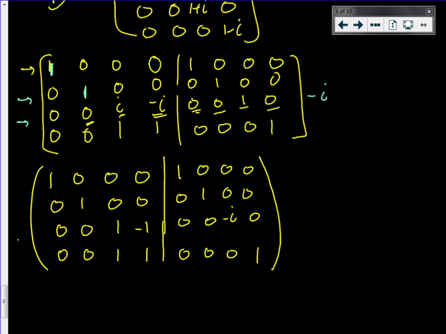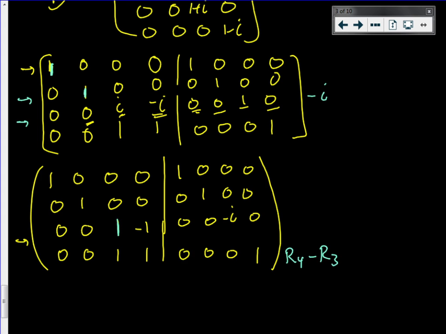So, third row, we got our 1 here. But what's below it is not 0. So what I'm going to do is row 4 minus row 3.